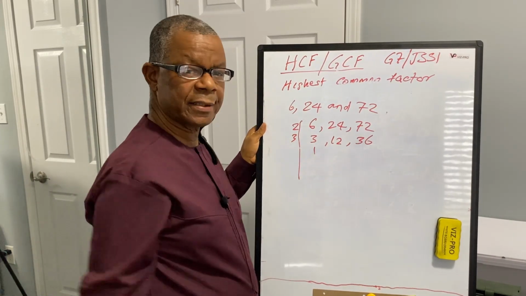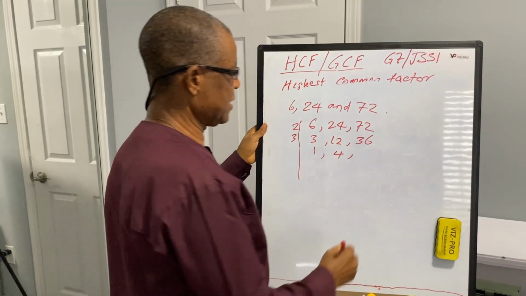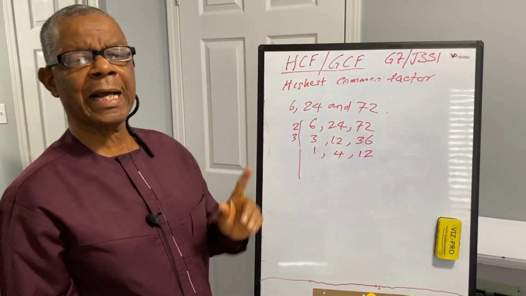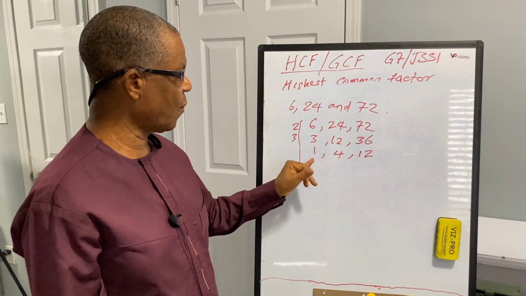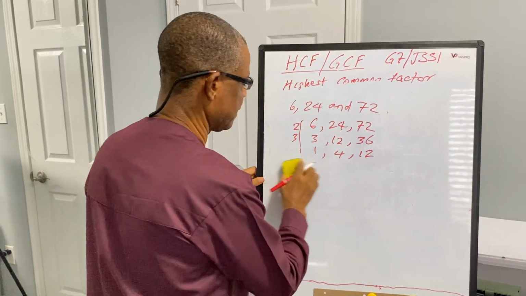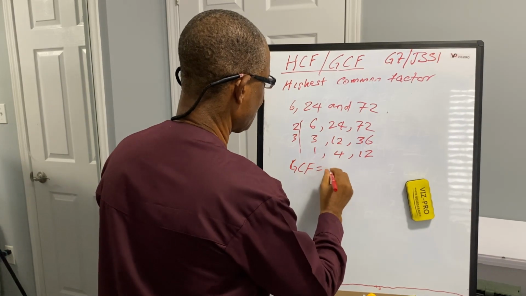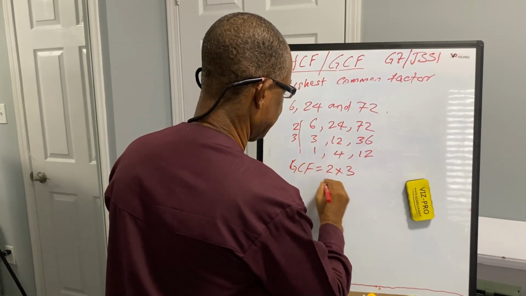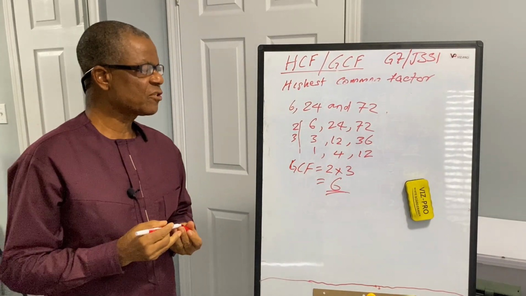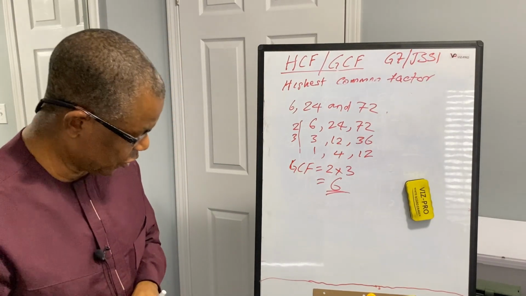3 dividing 3 is 1. 3 dividing 12 is 4. And 3 dividing 36 will give us 12. No other factor can divide 1, 4, and 12 without a remainder. So our highest common factor, or greatest common factor, is equal to 2 times 3, and that is 6. So 6 is the greatest common factor of 6, 24, and 72.